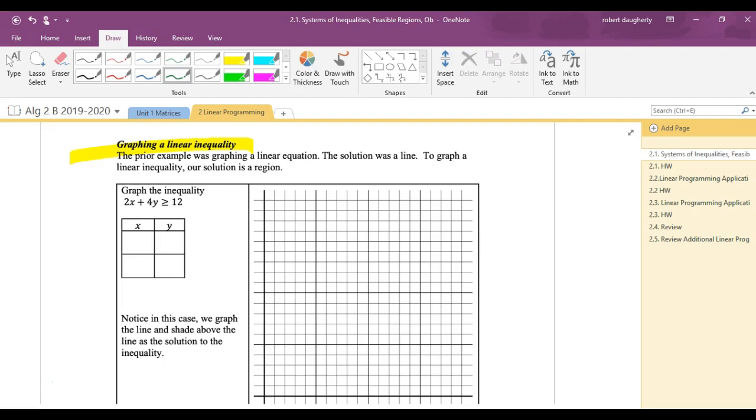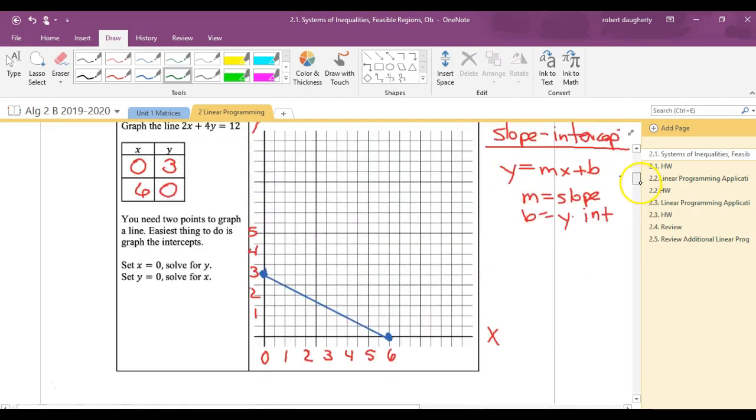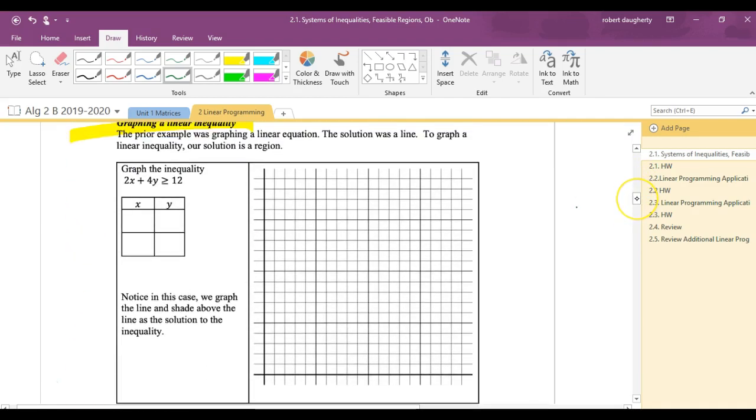Right. Yeah, so Kendall's right on. So this was the graph where I graphed the line. So my answer was the line. If I have an inequality, my answer is not a line, but it's a what? Somebody said shade. It's a region. It's a shaded region. So here I'm saying, what are all the points where 2x plus 4y equals 12? That's the line. Now I'm asking, what are all the points where 2x plus 4y is greater than 12? So I'm asking for a region.